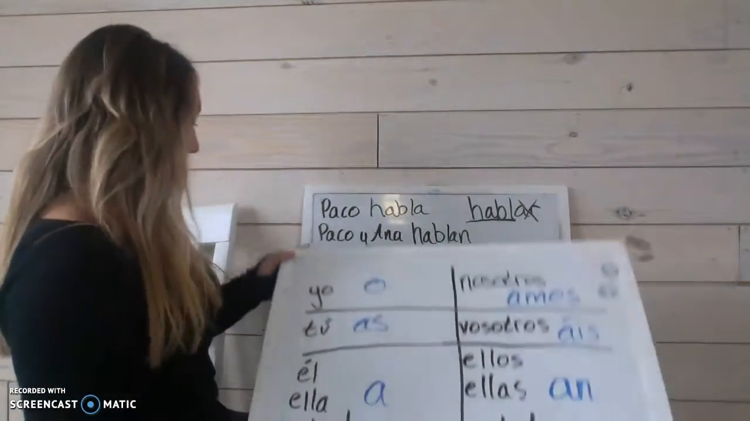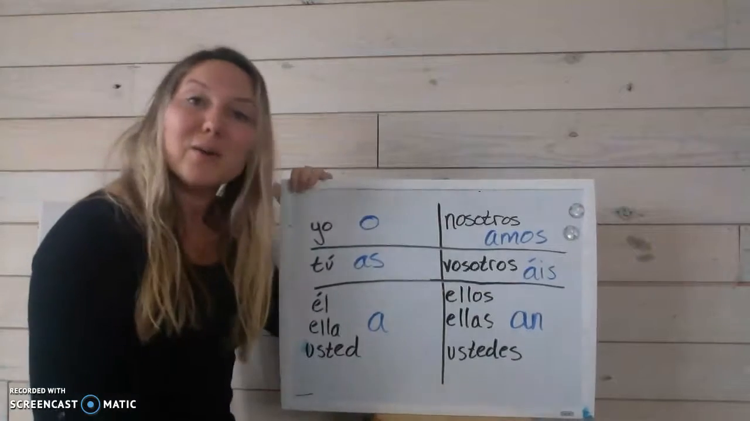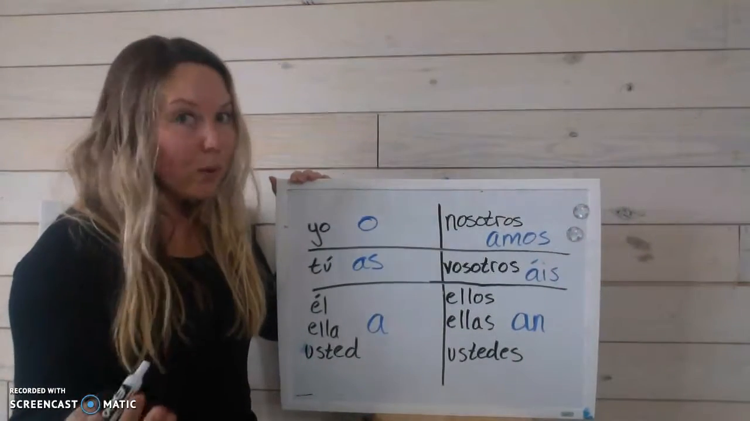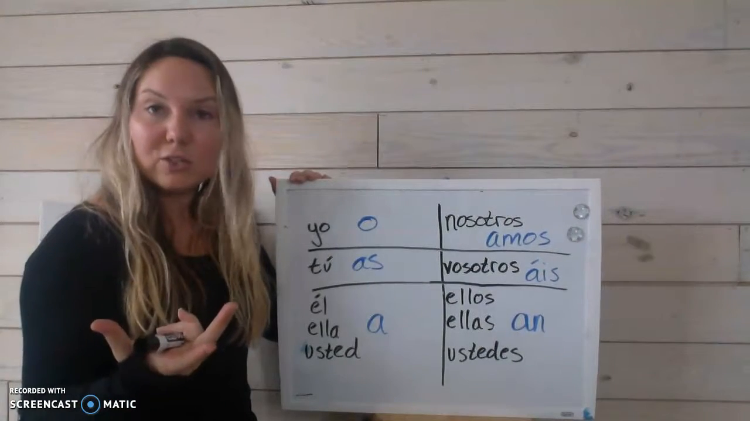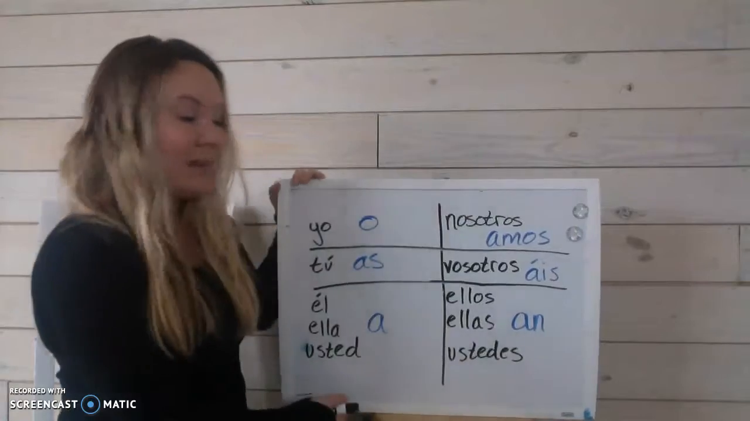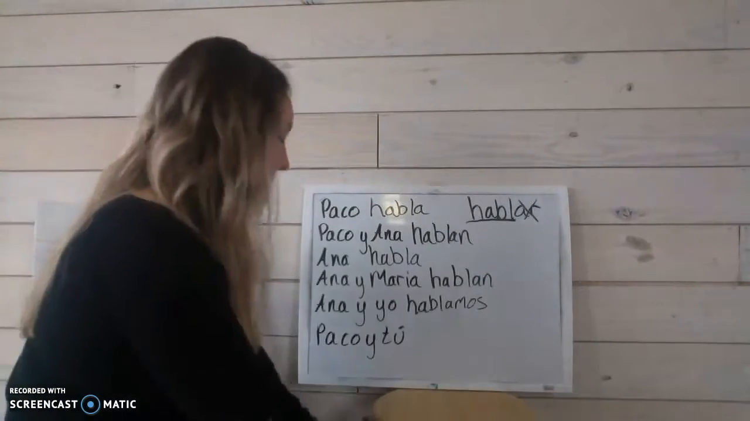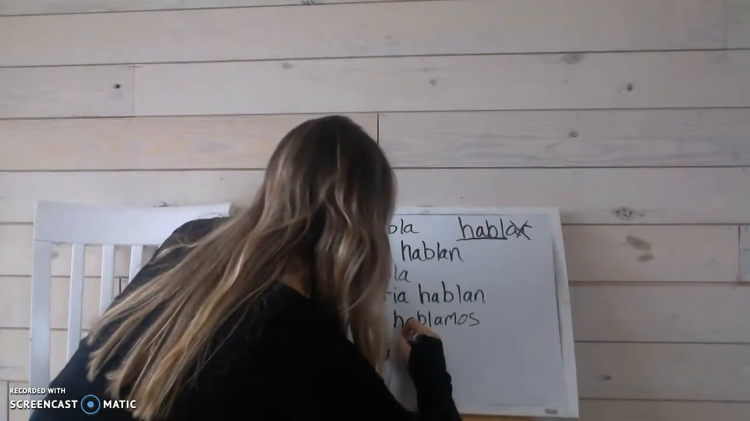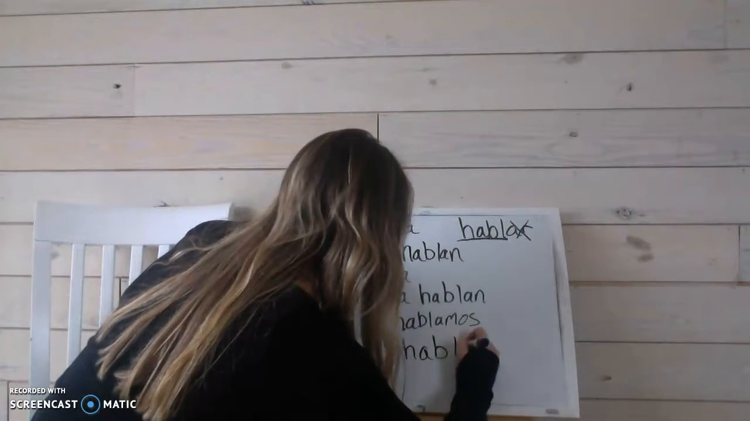All right, last one is Paco y tú. Paco and you speak. You all speak. That doesn't change the sentiment of what you're trying to say. So we're going to use our ustedes ending. So Paco y tú hablan.